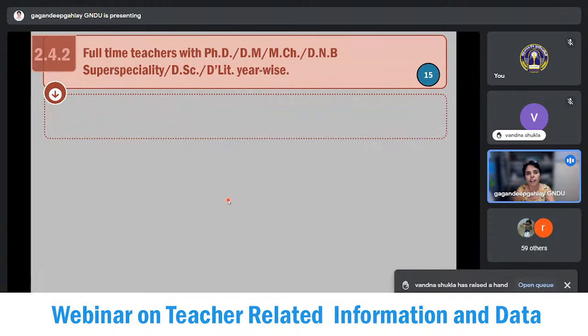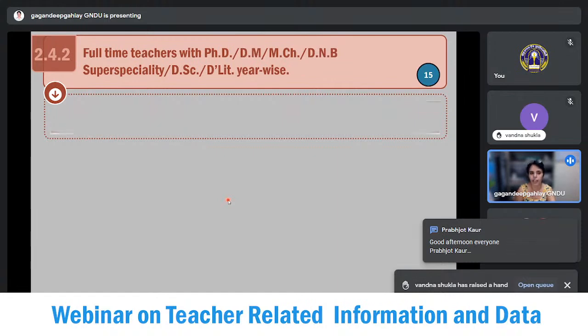Once we have filled in the data, we can go to the next question, which is 2.4.2. This is talking about how many of the full-time teachers, which we referred to in the last question, have a PhD. So they are now looking at the quality of teachers we have employed in our respective institutes. They can be either PhDs or higher qualifications like DM, DSc, DLitt, or any other super specialty.